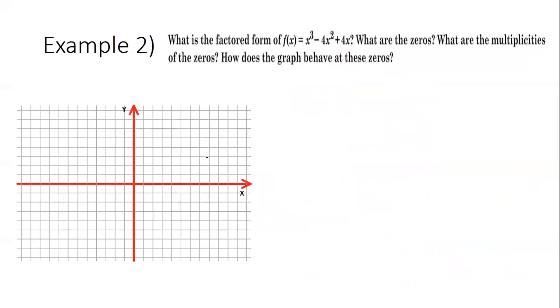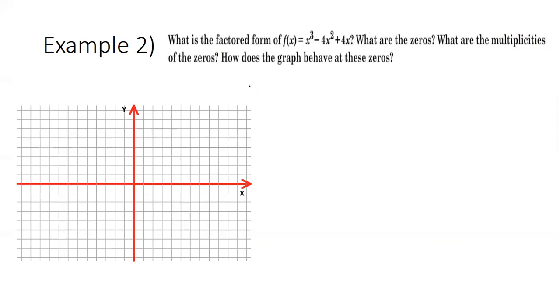Okay, let's try another one. Here we have, what is the factored form of f of x equals x to the third minus 4x squared plus 4x? What are the zeros? What are the multiplicities of the zeros? And how does the graph behave at these zeros?